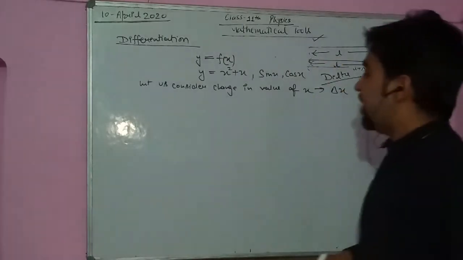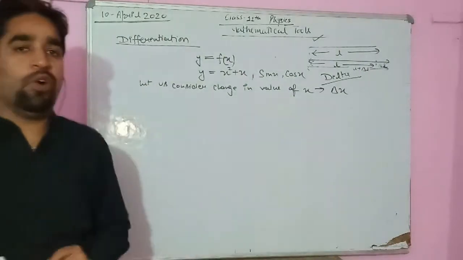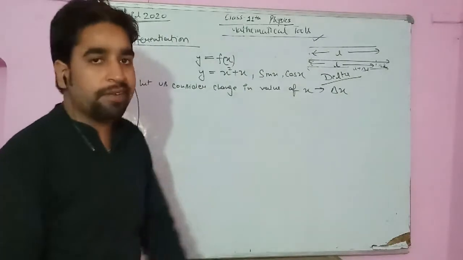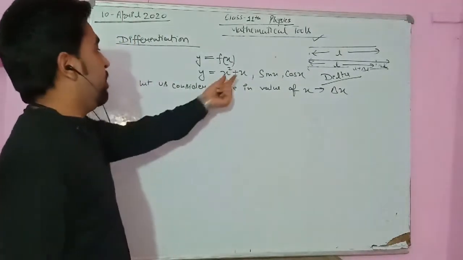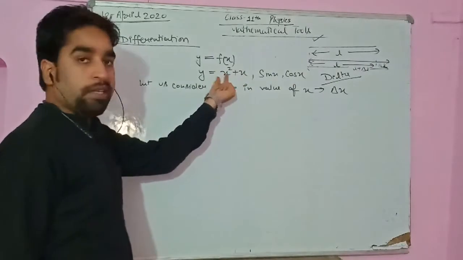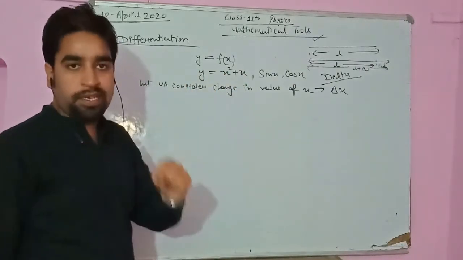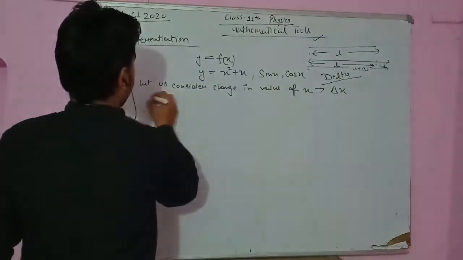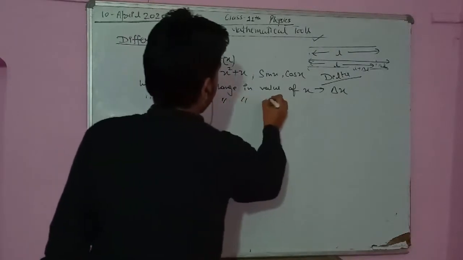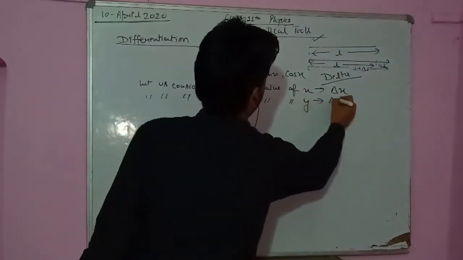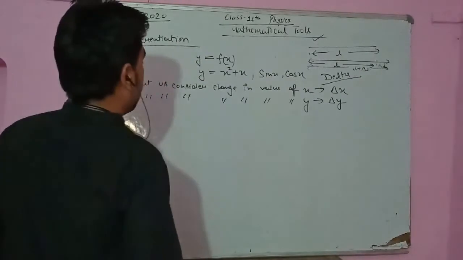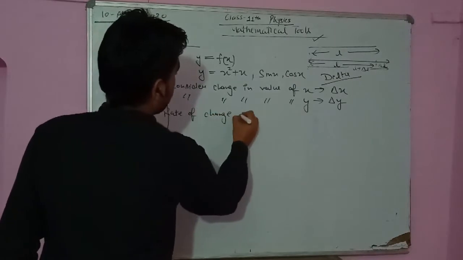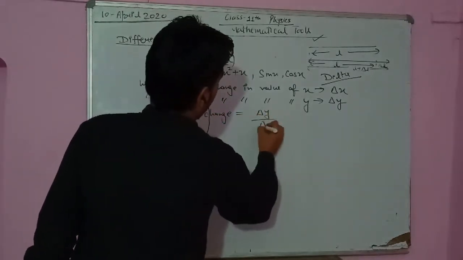So whenever there is a change, we denote that change by del only. So let us consider the change in the value of x to be del x. We can increase the value of x or we can decrease the value of x. Now, if you change the value of x, will the value of y be affected? Yes, of course. The value of y will also be affected, and let us consider the change in the value of y to be del y. So what is the rate of change? Rate of change is equal to del y upon del x.